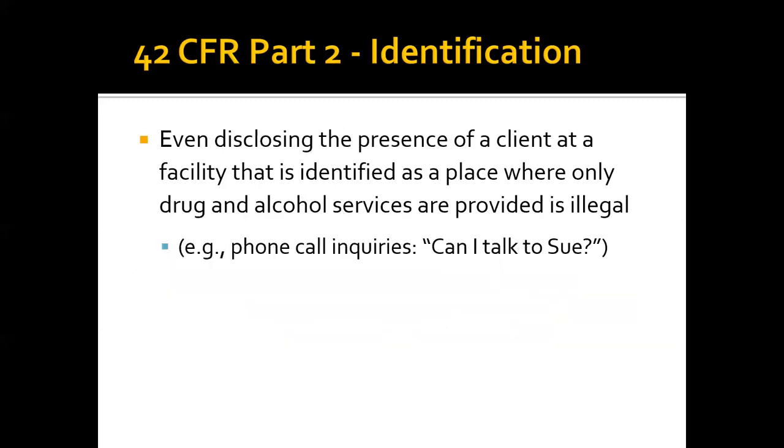Even disclosing the presence of a client at a facility that is identified as a place where only drug and alcohol services are provided is illegal. A good example of this is your client, Sue, is at a treatment facility and somebody calls and the receptionist picks up the phone and they say, "Hi, can I talk to Sue?" And the receptionist says, "Oh, I'm sorry, Sue's in group right now." That is a violation of identifying information, because if your facility is known as substance use treatment and you have disclosed the fact that the client's there, then essentially you have violated federal law.